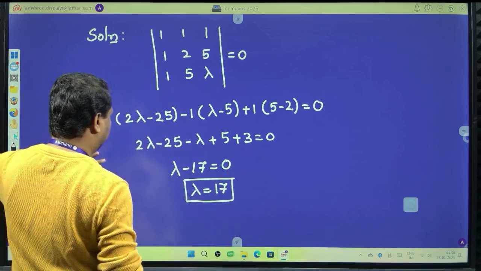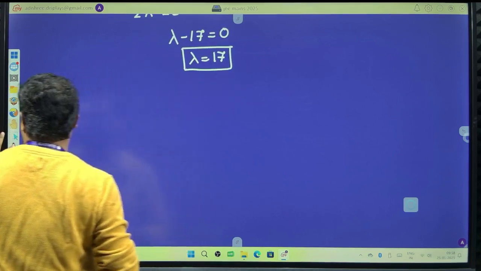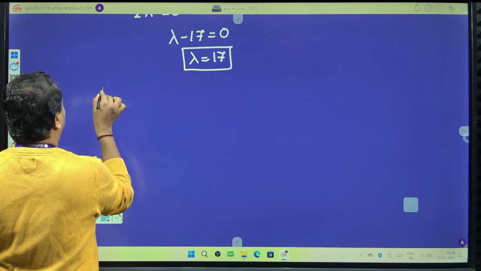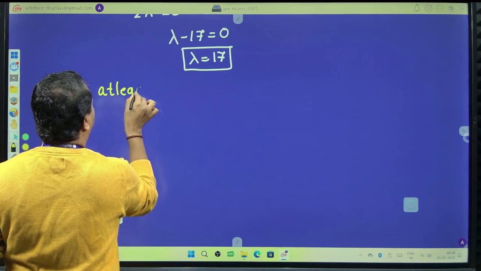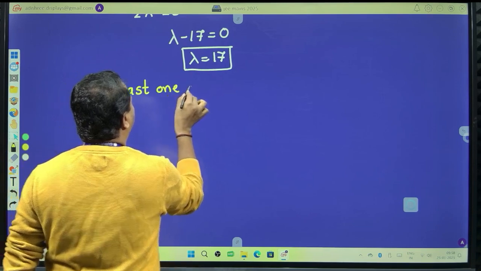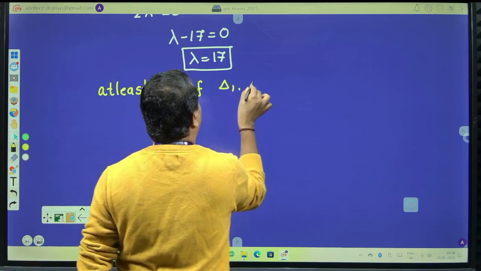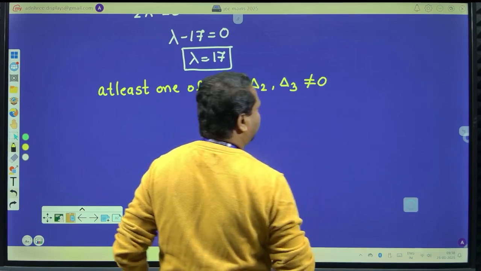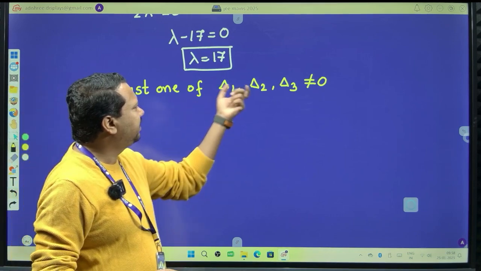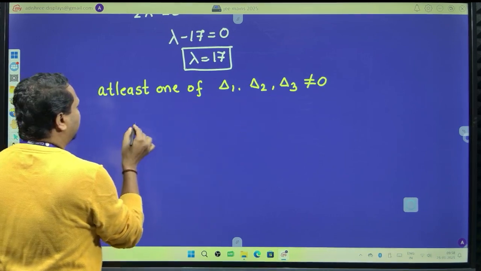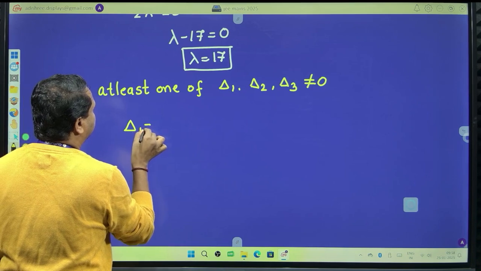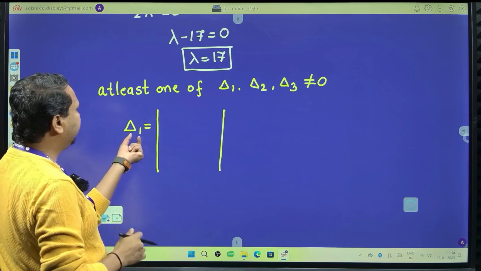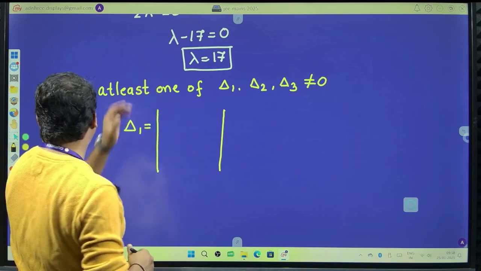What is that condition? The condition is that at least one of delta 1, delta 2, delta 3 must not be equal to 0. I repeat, at least one of delta 1, delta 2, delta 3 should not be equal to 0. What do you mean by delta 1, delta 2, delta 3? See, you have to consider the 3 cross 3 determinant where, if you are taking delta 1, row 1 or column 1 is replaced by the constant values.